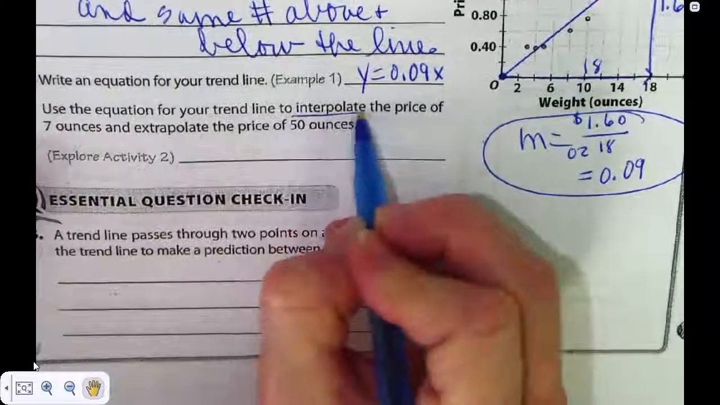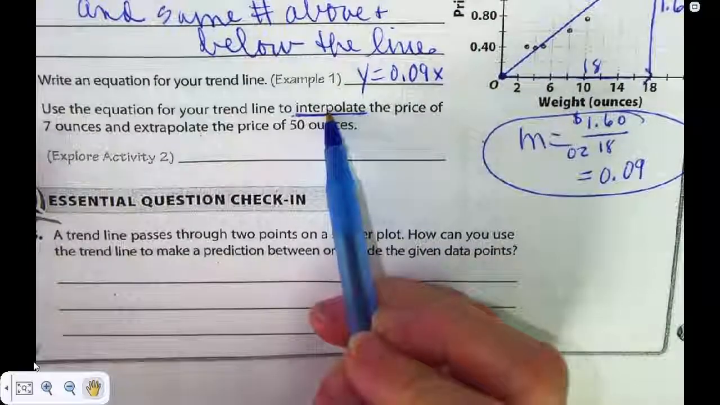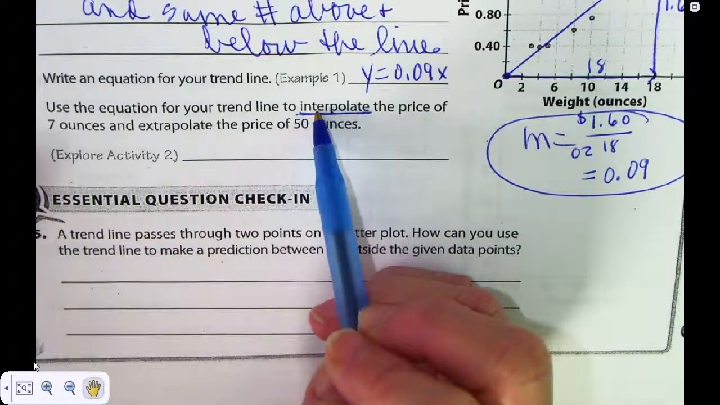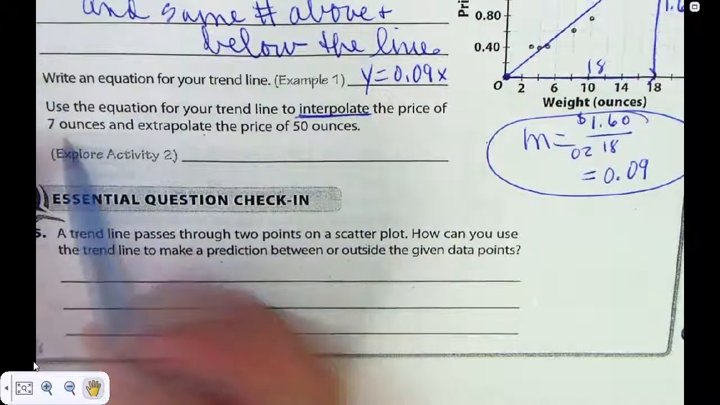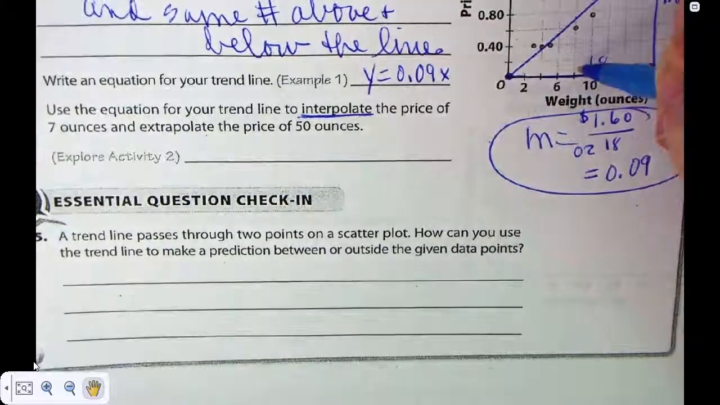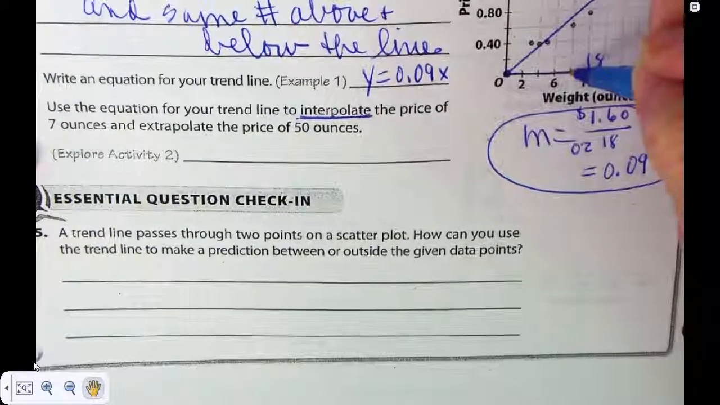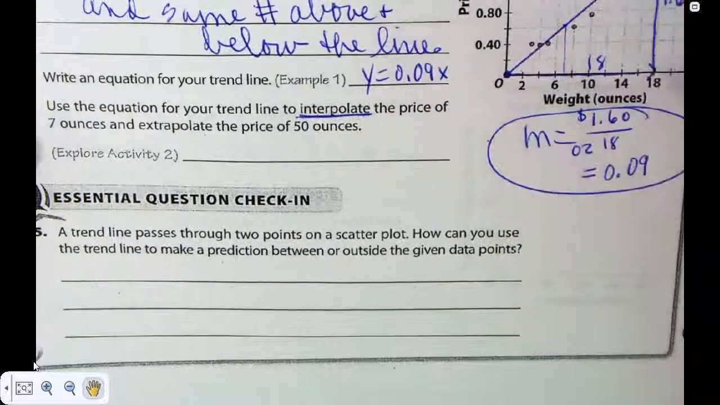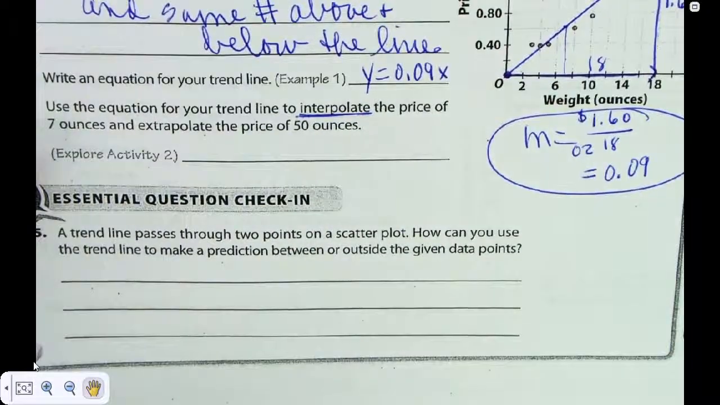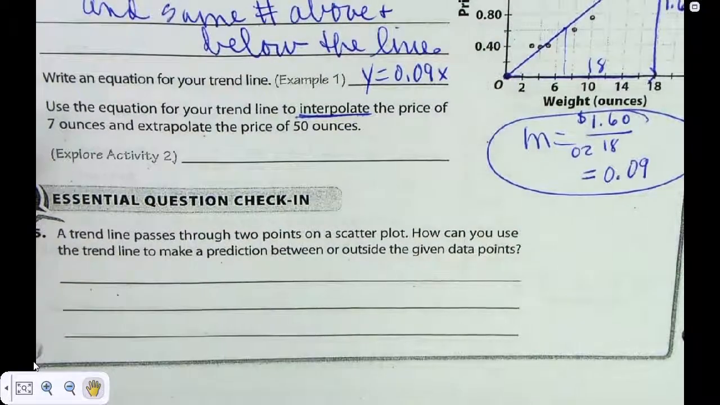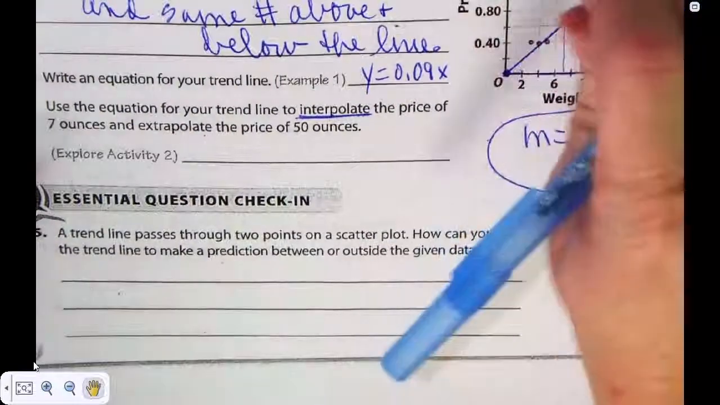Okay, look at that word right there. I'm not quite sure how to say it. I forgot to look it up. Interpolate the price for 7 ounces. So if we look at 7 ounces on the graph, that means use your graph to find 7 ounces. That's 8, so 7 goes up. That's about how much for 7 ounces? 0.60. So about 60 cents for 7 ounces if we use the graph, right?